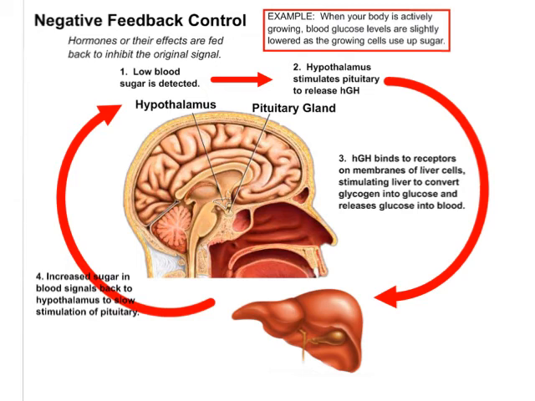The next step is that increased sugar in the blood, that signal will be sent back to the hypothalamus, and that will slow the stimulation of the pituitary. So you see, as the glucose is produced, the hypothalamus recognizes that and does not stimulate the pituitary to release more human growth hormone. So that is negative feedback control. In essence, the effect of the original signal is fed back to the hypothalamus, and it inhibits that original signal. That's what we call negative feedback control.